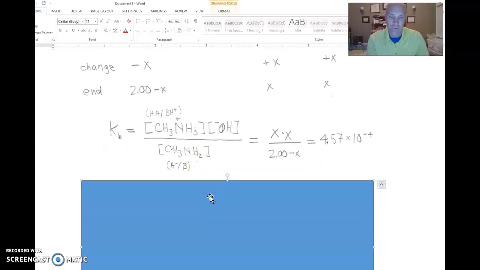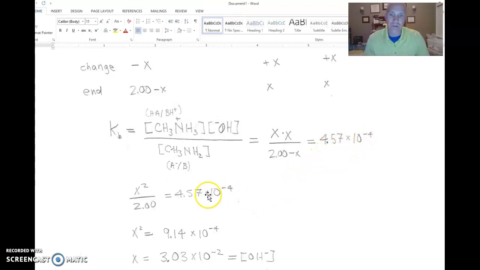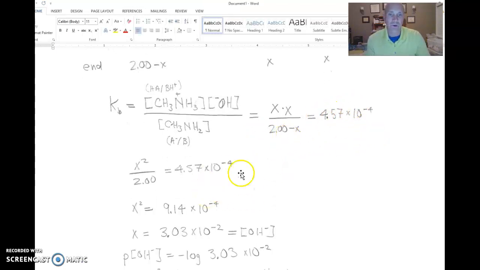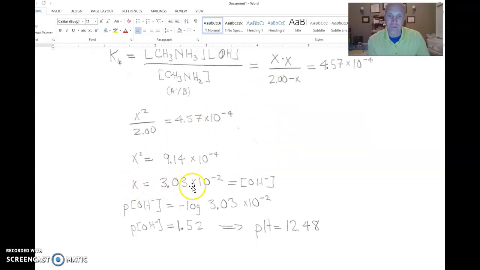All right, so what we are going to do, and by the way, I know that I mentioned earlier that the number had to be smaller than 10 to the minus fourth. This number right here is slightly larger than 10 to the minus fourth, but we're still going to make that assumption where we can get rid of the minus x. All right, and that's what we did right here. X squared over 2 is equal to this value right here. We end up solving for x.